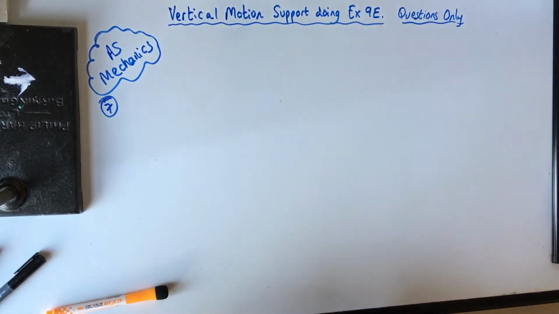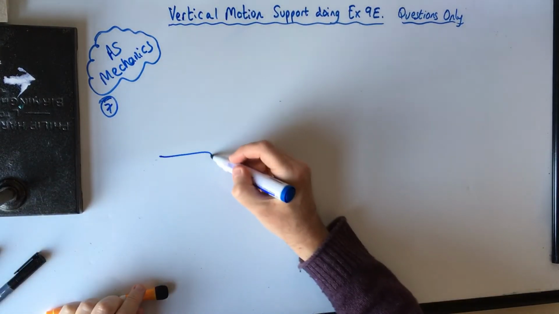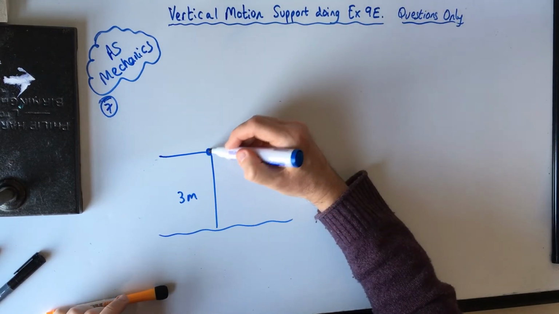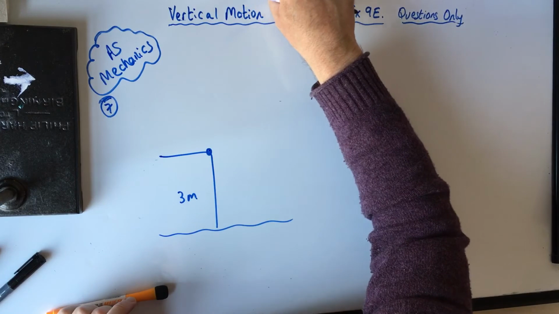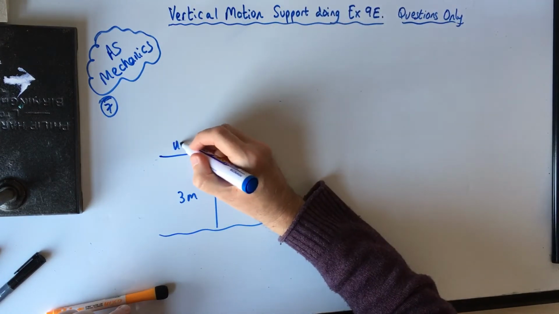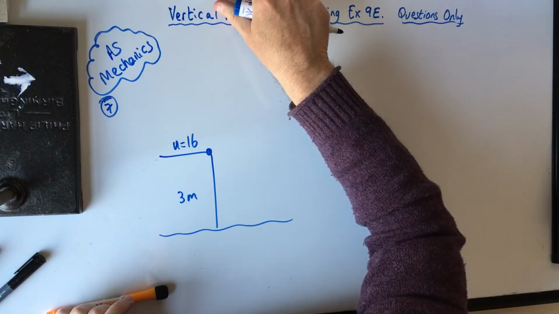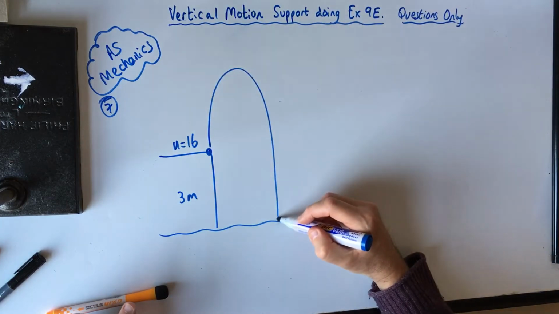A stone is thrown vertically upwards from a point which is 3 meters above the ground. Okay, so 3 meters. And it's vertically upwards, going on with a speed of 16, so u is equal to 16. Oh, okay, so it's just a straightforward question. So it's just up and down that one to there.